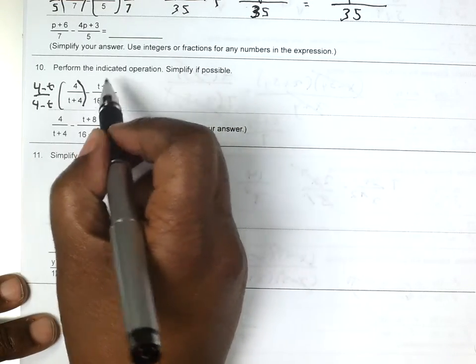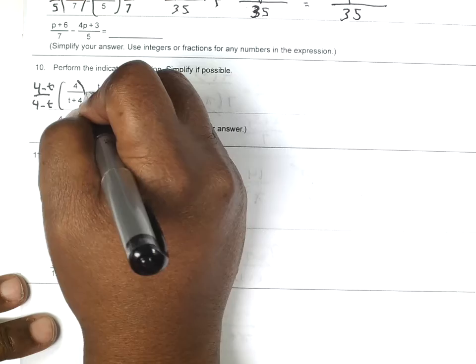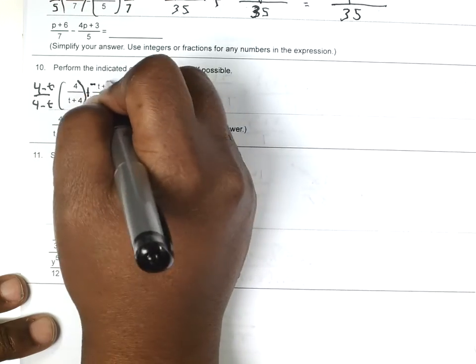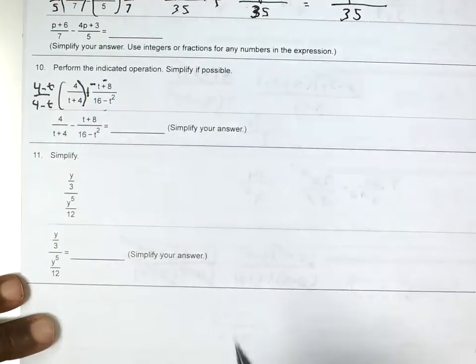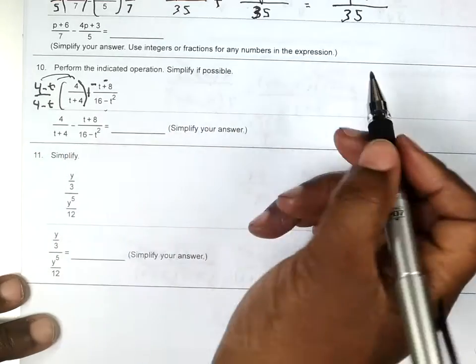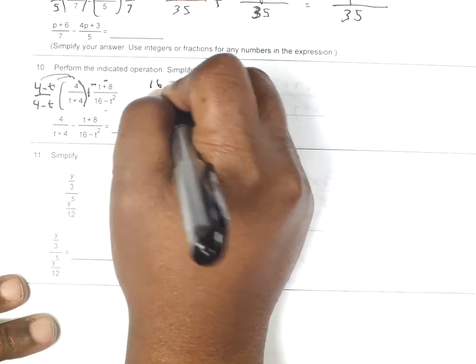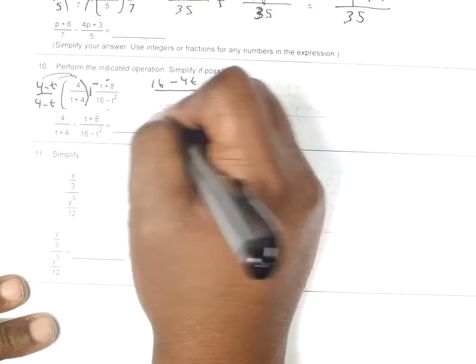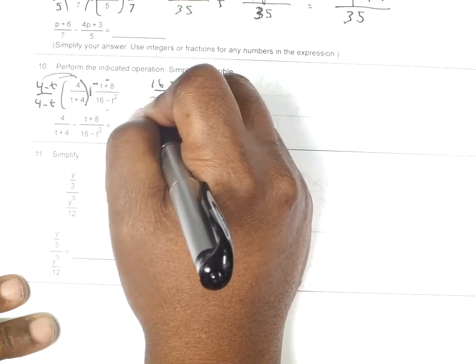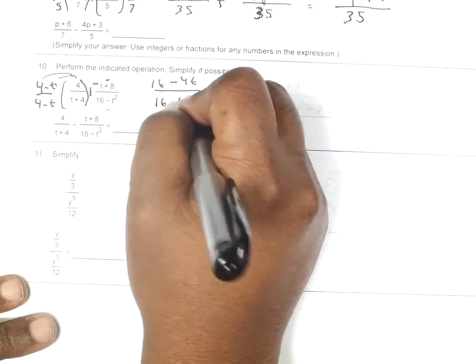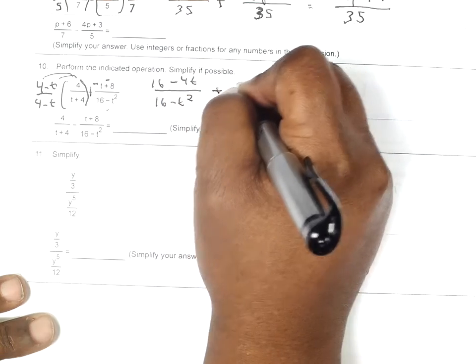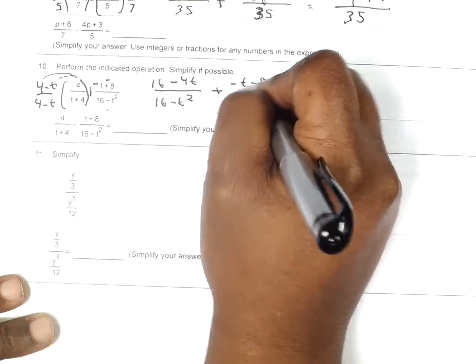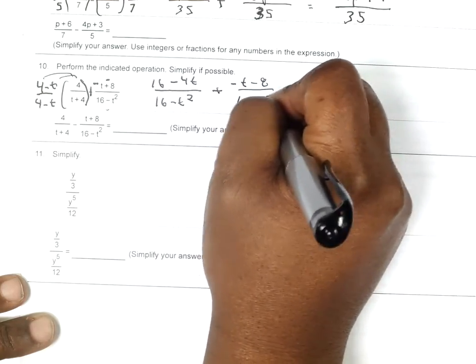And then this is a subtraction, so I'm going to take care of that too. I'm going to make it an addition and make the t negative and the 8 negative. So distributing the first part, we get 16 minus 4t over what amounts to 16 minus t squared if you multiply it out. And then I have the negative t minus 8 over 16 minus t squared.